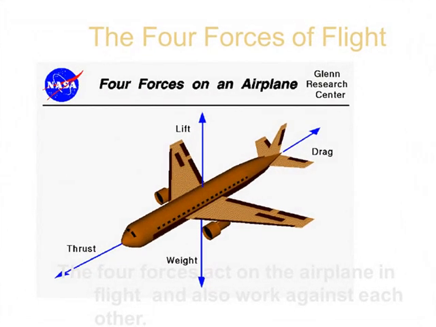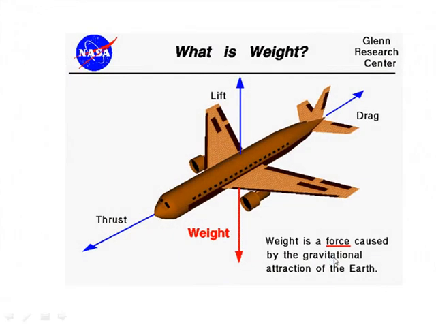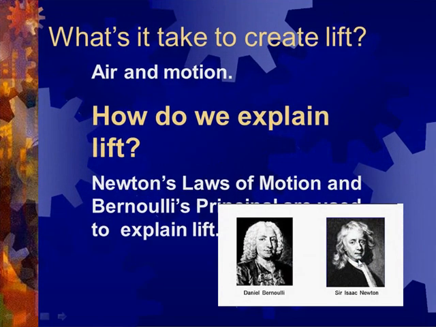Alright, this is just a different diagram of the same thing. You notice thrust is pulling the airplane forward, drag is pulling the airplane backward, lift is trying to lift it up, and weight is trying to pull it down. Yeah, we don't care about that. Alright.